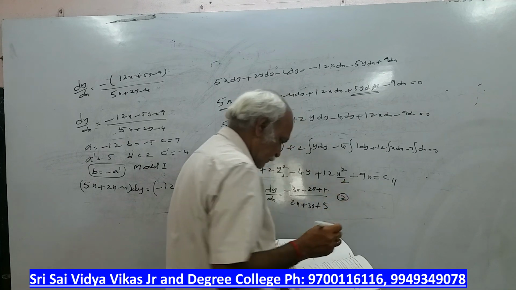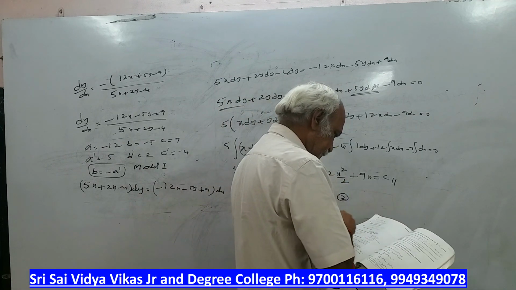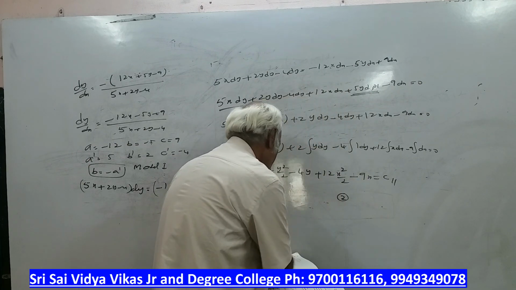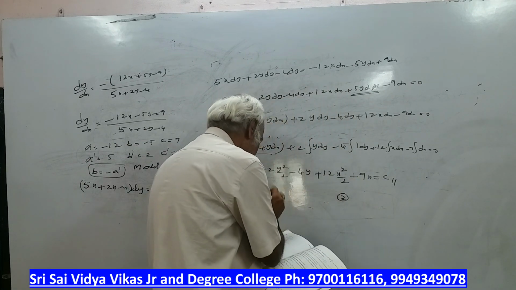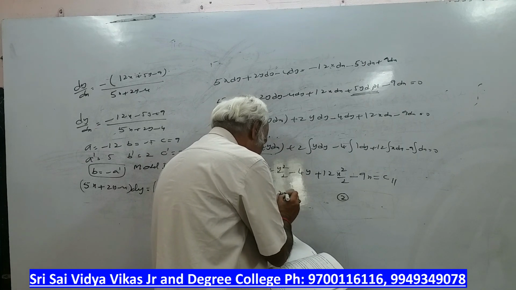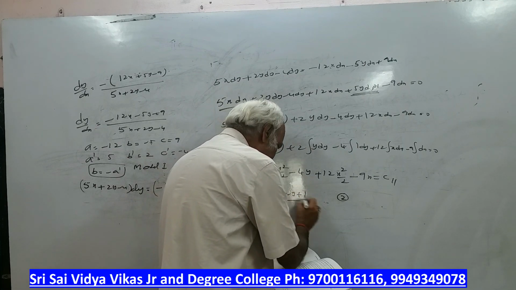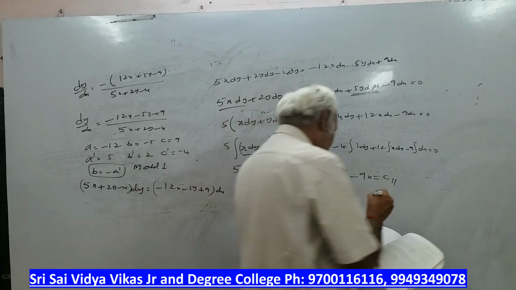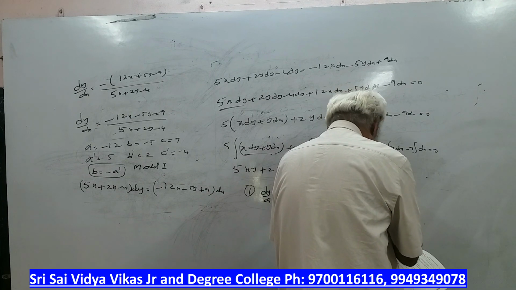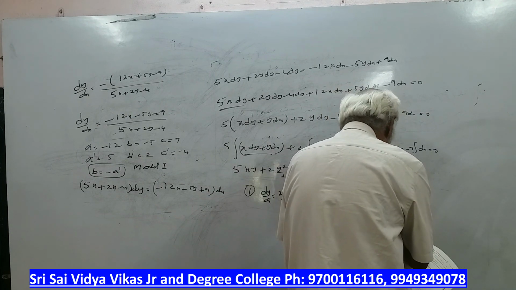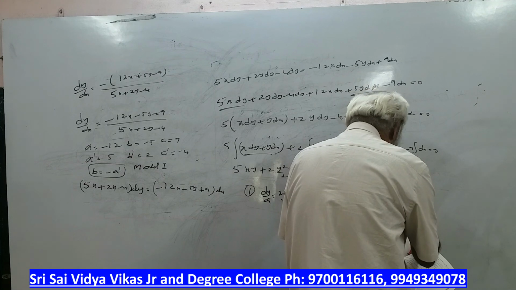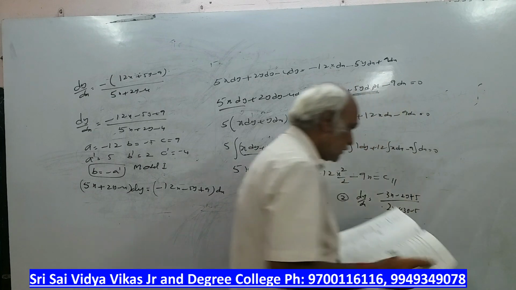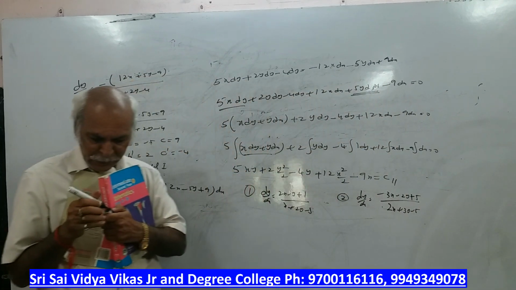Second problem: dy by dx is equal to 2x minus 5y plus 1 by x plus 2y minus 3. Next one: minus 3x minus 2y plus 5 by 2x plus 3y minus 5. You can practice these 2, sir.